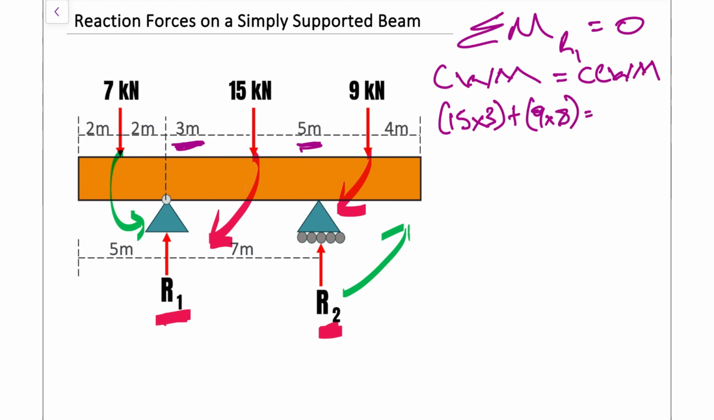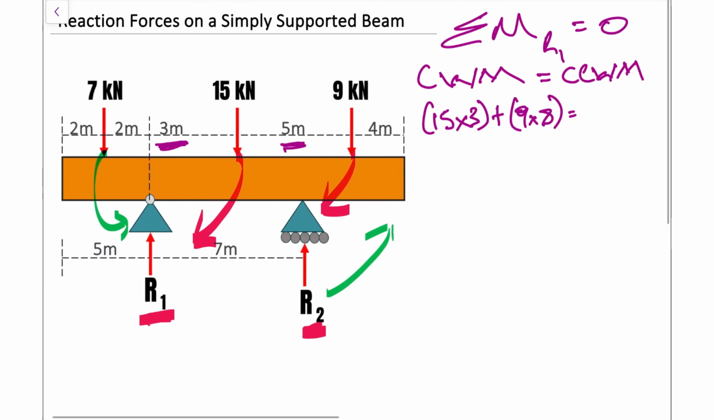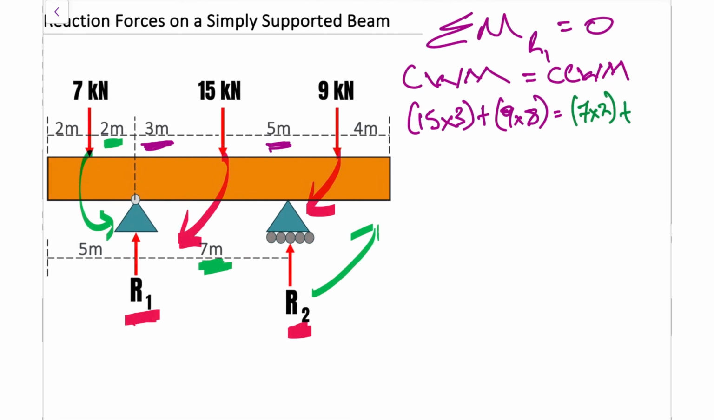And then if we go across now to our counterclockwise moment, then we have that 7 kilonewtons, and we are looking at the distance of the 7 kilonewtons from R1. And if you look to the left, you'll notice that it's that 2 meters right there. So what we have is 7 times 2 for that one. And R2, its distance from R1 down here, you can see is 7 meters. So R2 in this equation will be our unknown. So what we have here is plus 7 times R2. And all we have to do now is just solve this equation.